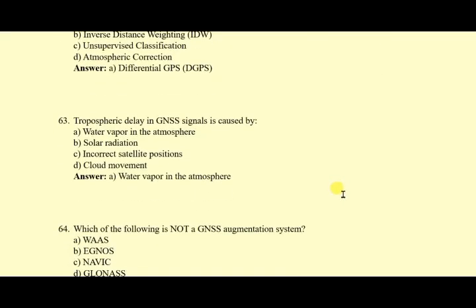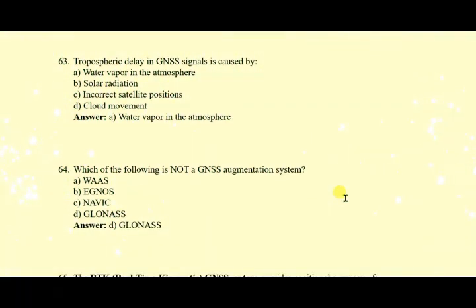63. Tropospheric delay in GNSS signals is caused by water vapor in the atmosphere, solar radiation, incorrect satellite positions, cloud movement. The right answer will be water vapor in the atmosphere.